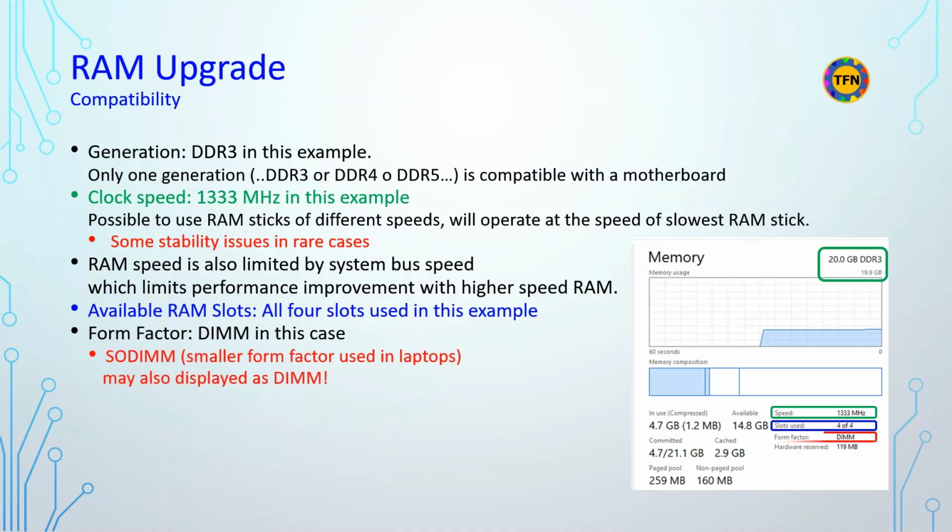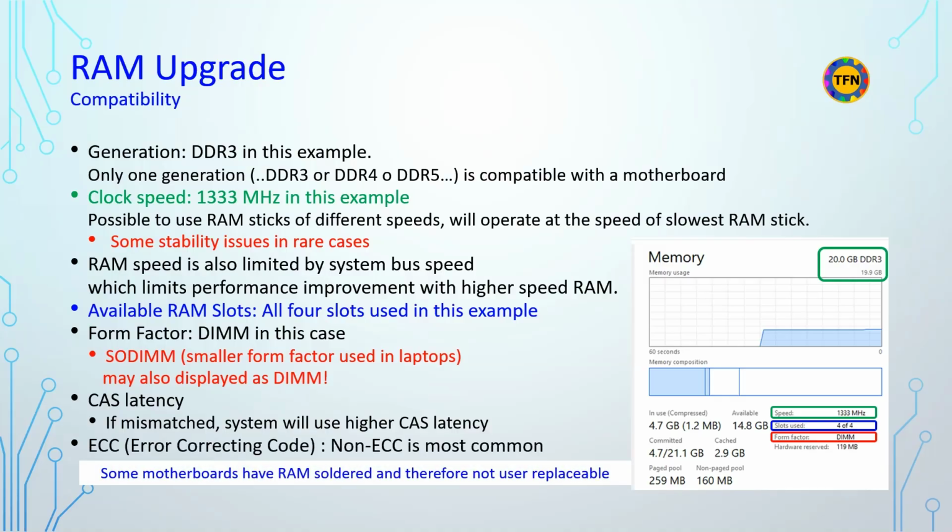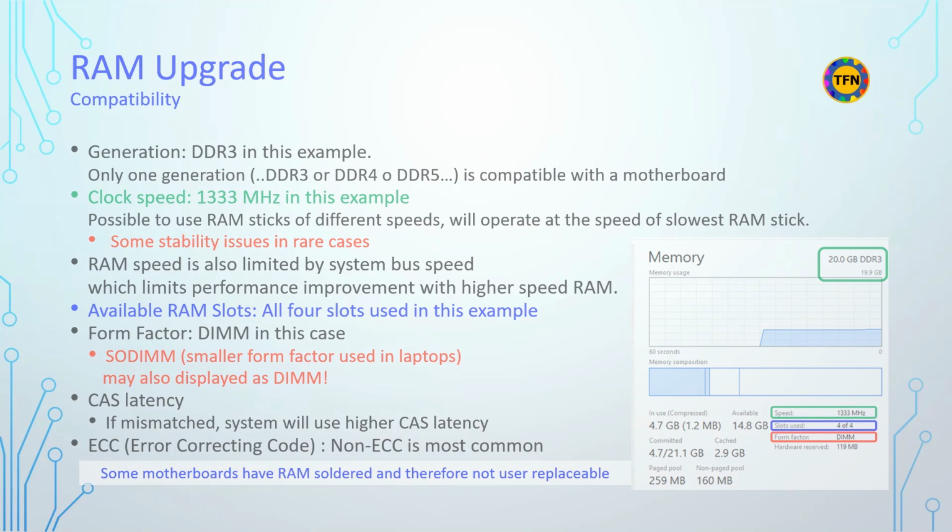DIMM is RAM module form factor usually found in desktop computers, while SODIMM is form factor used in laptops. In case of mismatched cache latency, system will use higher cache latency. You can check existing RAM modules or PC specifications to find out if error-correcting code or ECC RAM is required. Consumer PCs almost certainly use non-ECC RAM.